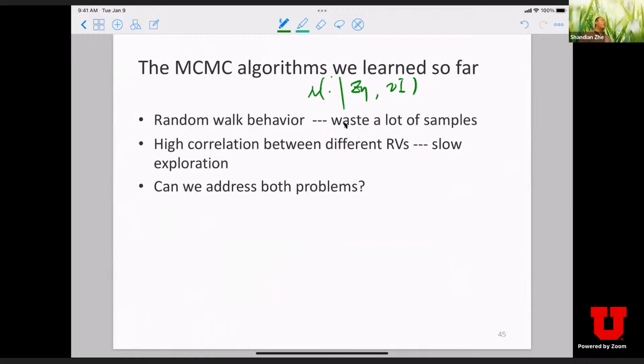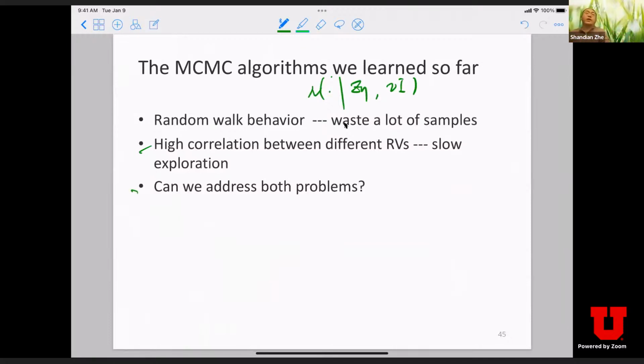That means most of your trials will just be rejected. With a lot of examples, it will be very inefficient, right? And although Gibbs sampling can address random walk behavior, the strong correlations between the random variables make the conditional distribution sampling inefficient, in that your new sample cannot go very far away from the existing samples. So that means your exploration speed is very, very slow. Right?